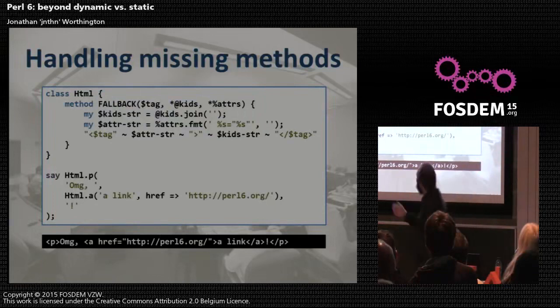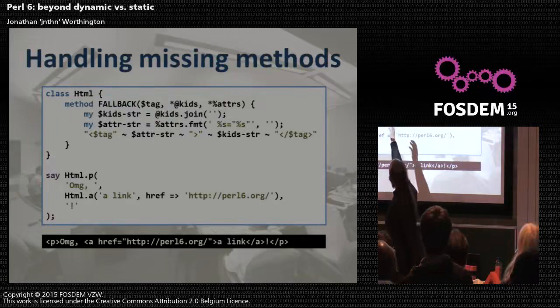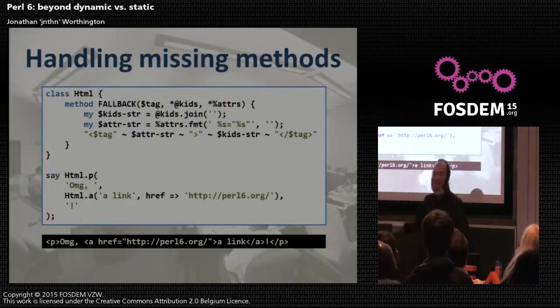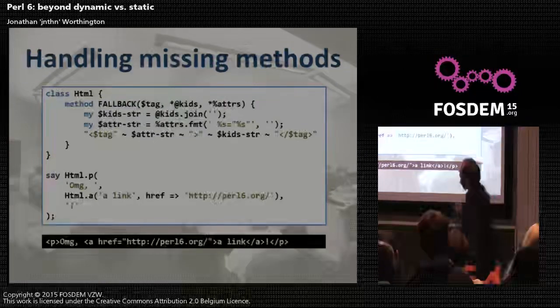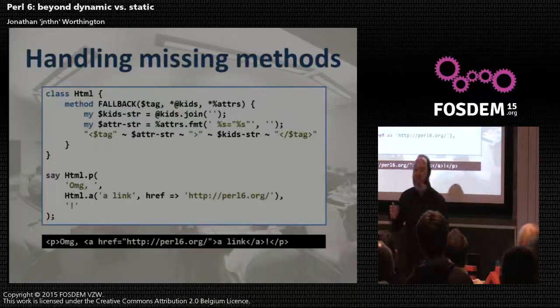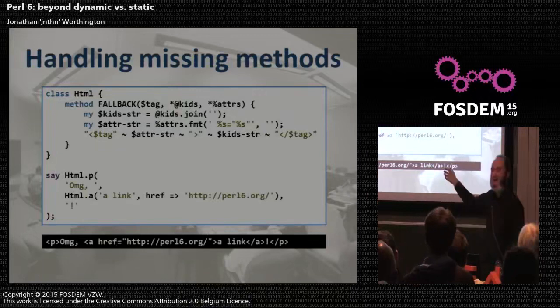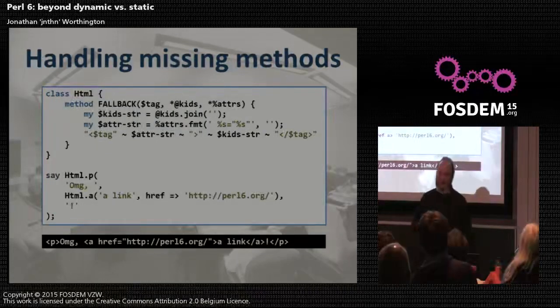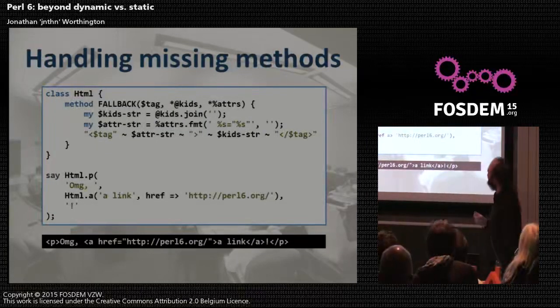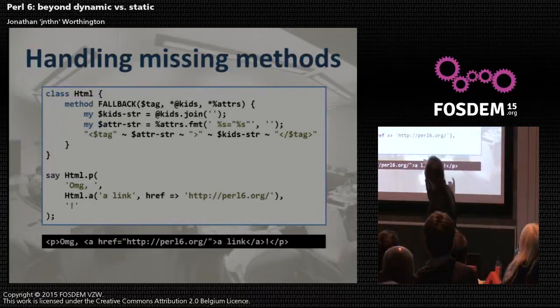Okay. So at least you remember the example. What happens is we end up in fallback, and the first thing that we get is the name of the method we tried to call, and then we get the arguments that we tried to call it with. I'm going to slurp all of the positional ones up into an array, all of the named ones up into a hash, and then do some horrible string munging and produce a bit of HTML.